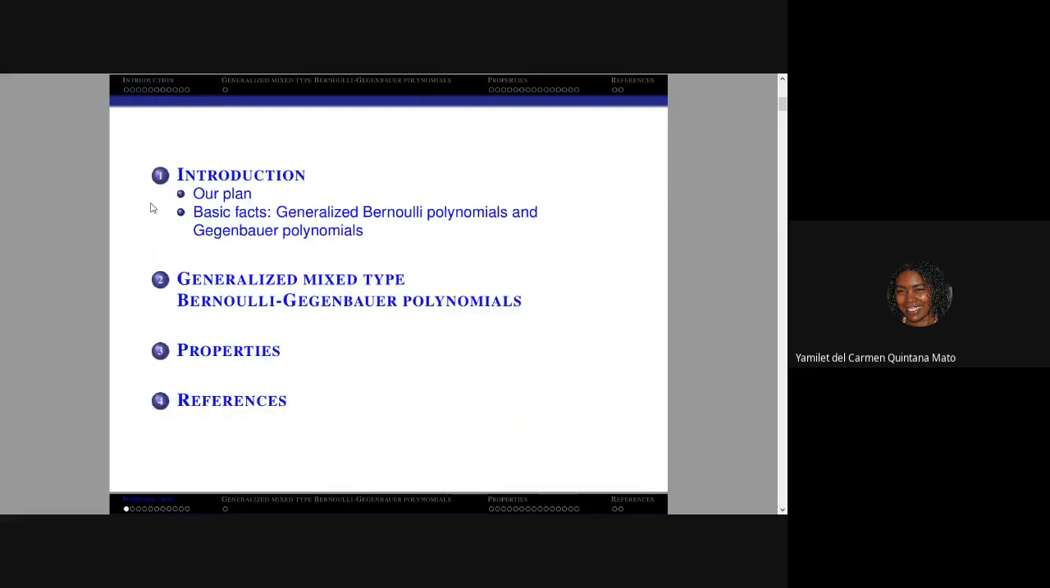So, the outline of my talk is as follows. First, a short introduction showing some basic facts about the generalized Bernoulli polynomial and Gegenbauer polynomial. Next, I will introduce the generalized mixed type Bernoulli-Gegenbauer polynomials and their properties. And finally, I will comment on some references related to this subject.